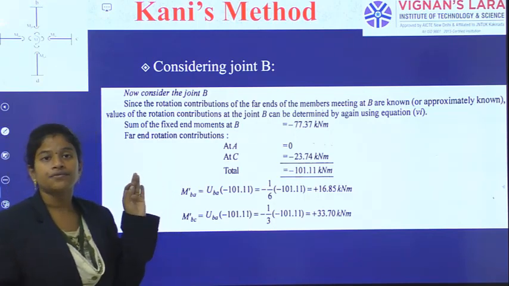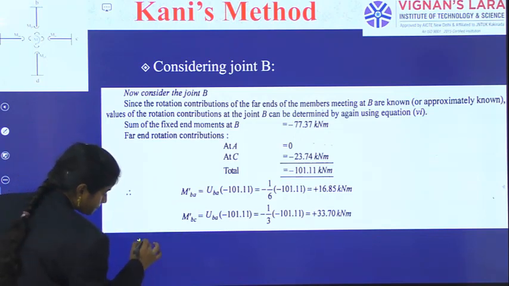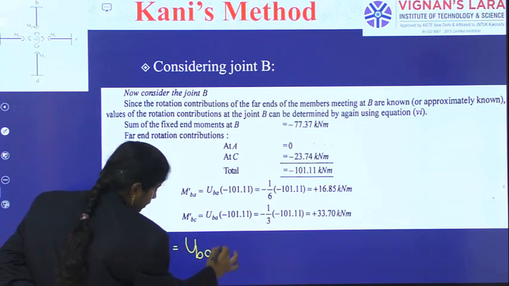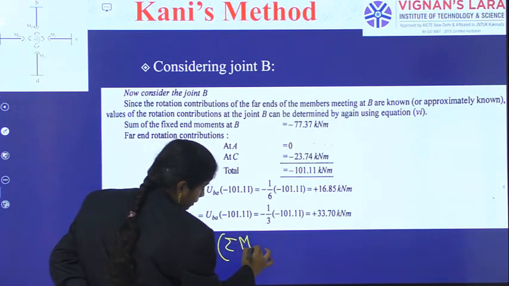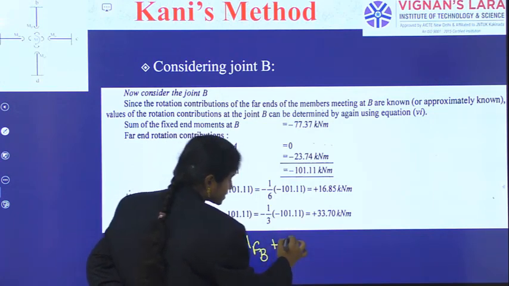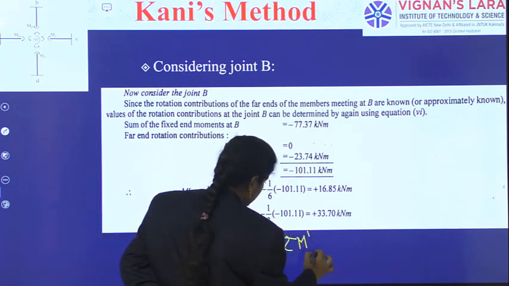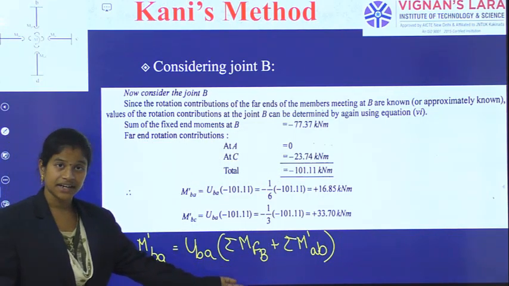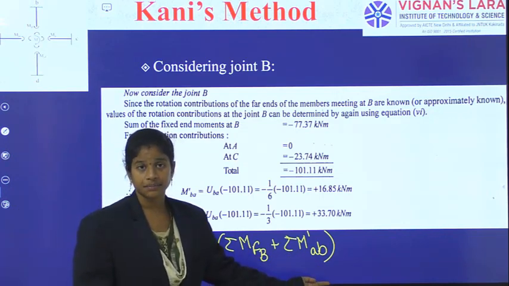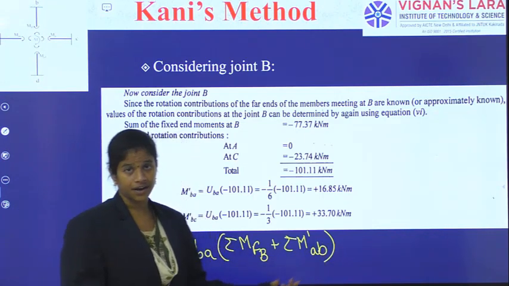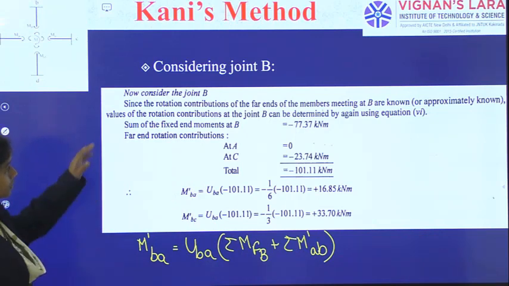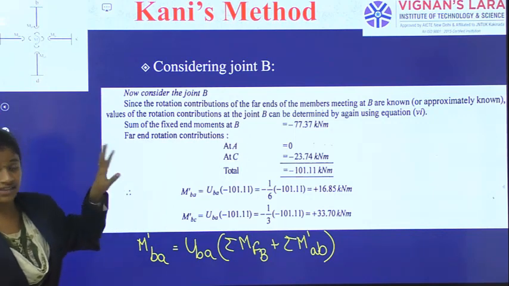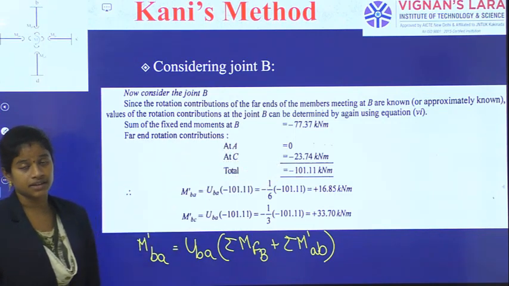Firstly, you should remember the formula. Formula is M dash BA is equal to UBA sigma MFB plus sigma M dash AB. Sum of the fixed moments at B, sum of the rotational contribution moments at B, sorry, from the far end. Now, sum of the fixed moments at B, that value will not change at all. Whatever the value is, that is there only. So that is 2770.37 kilonewton meter.